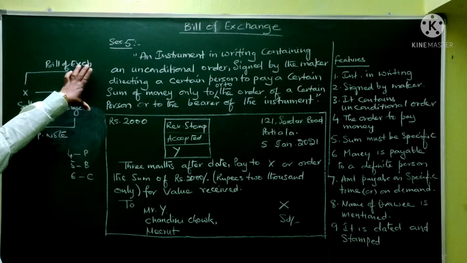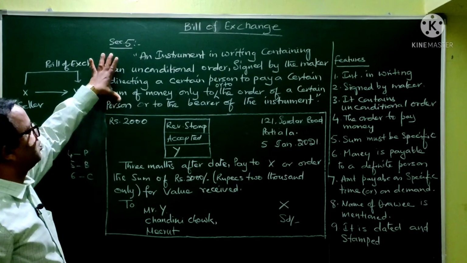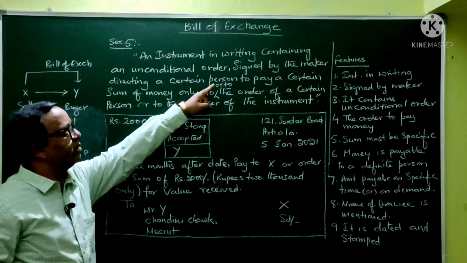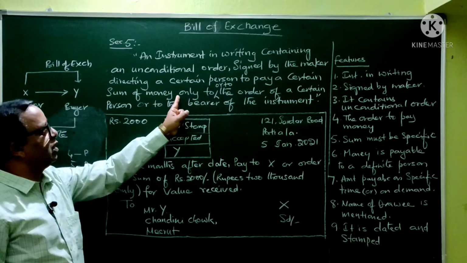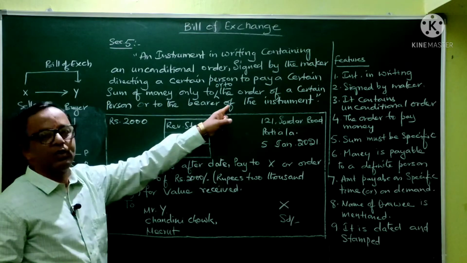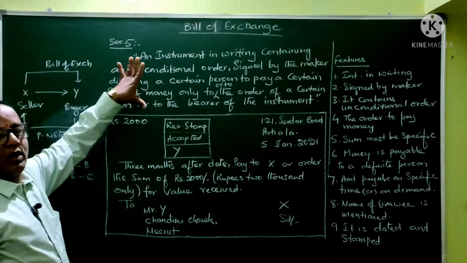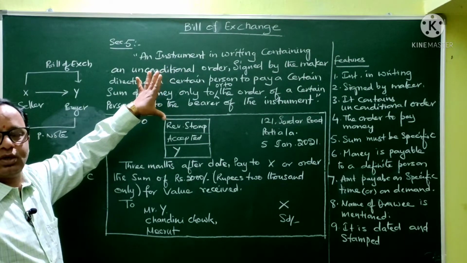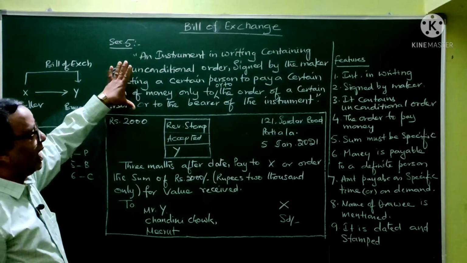So section 5 of the Bill of Exchange, the definition is something like this. Section 5 says, a bill of exchange is an instrument in writing containing an unconditional order signed by the maker directing a certain person to pay a certain sum of money only to, or to the order of, a certain person or to the bearer of the instrument. Here you can see this particular definition clearly. If you understand this definition clearly, you will be able to know exactly what a bill of exchange is, and you will know the features of a bill of exchange with clarity.